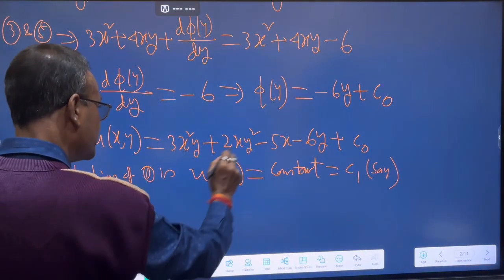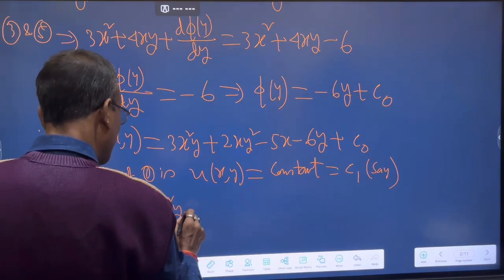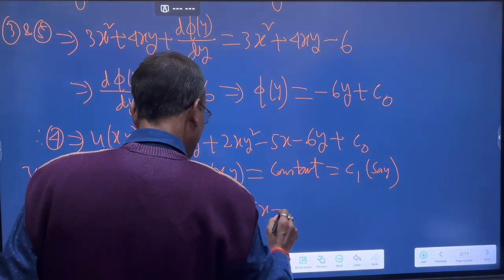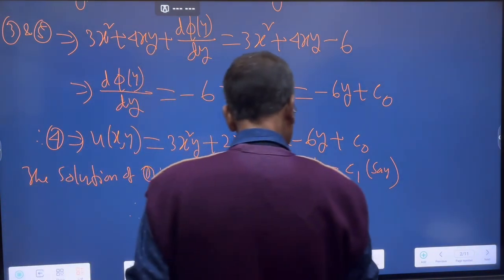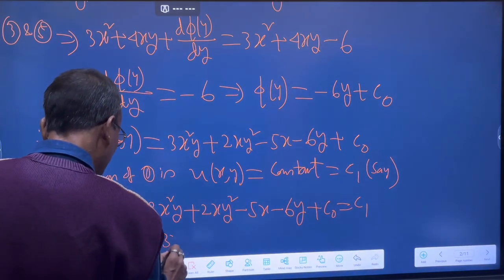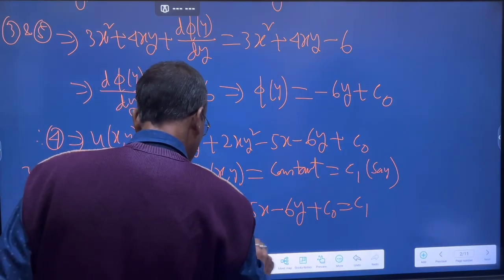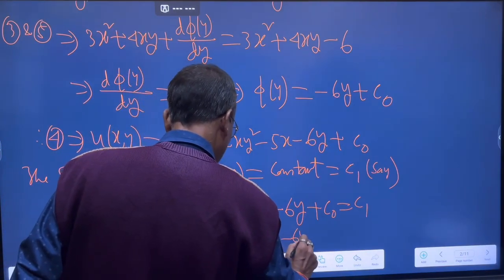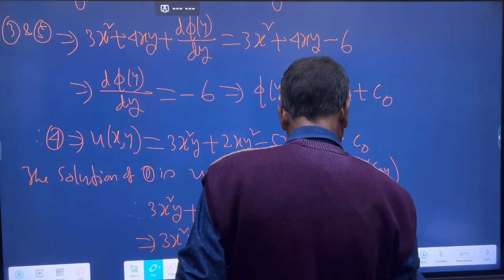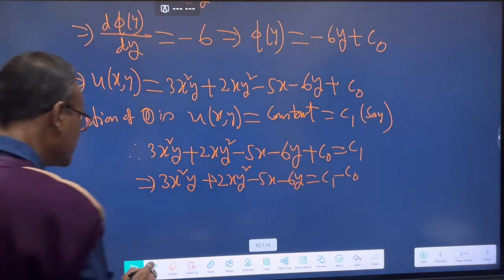Therefore, from this you will get 3x square y plus 2x y square minus 5x minus 6y plus c0 equal to c1, or 3x square y plus 2x y square minus 5x minus 6y equal to c1 minus c0.